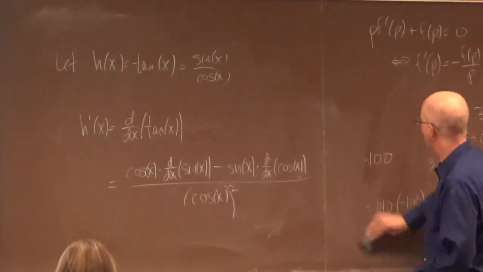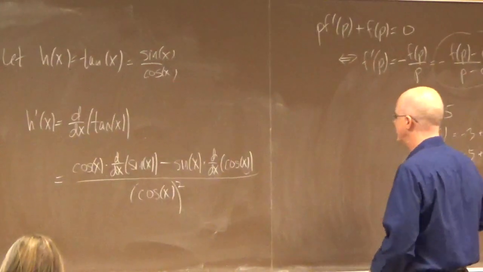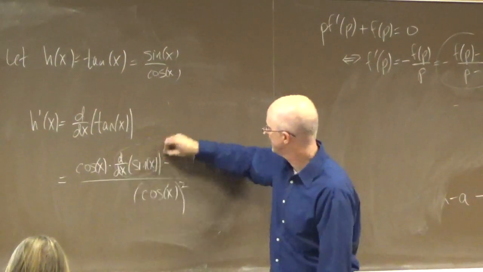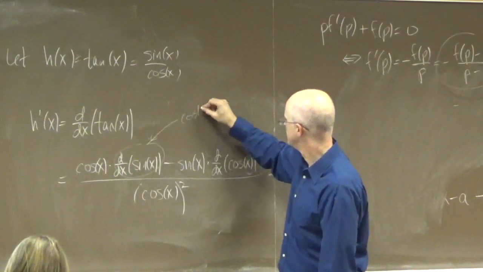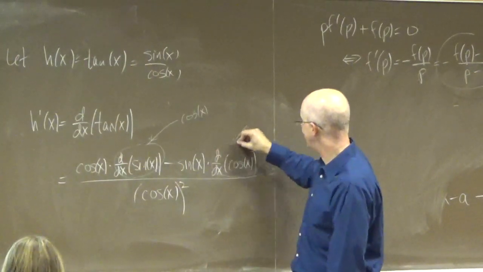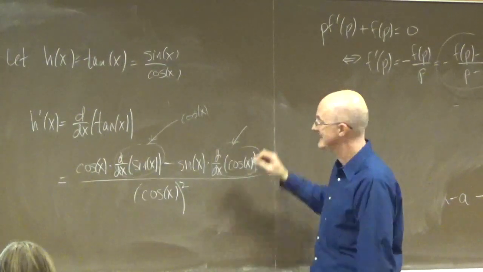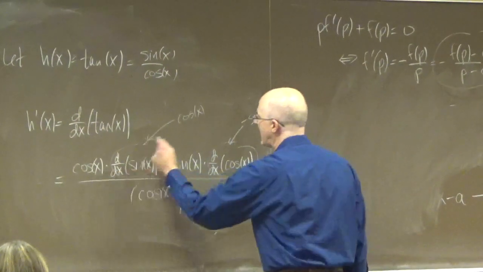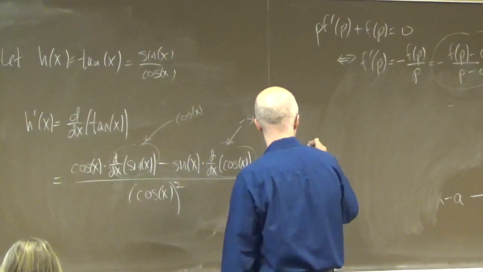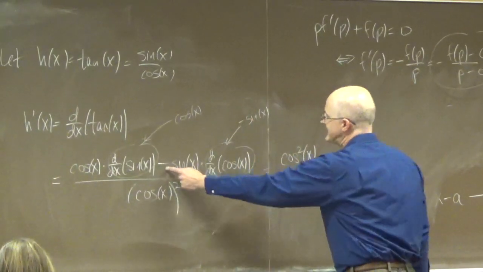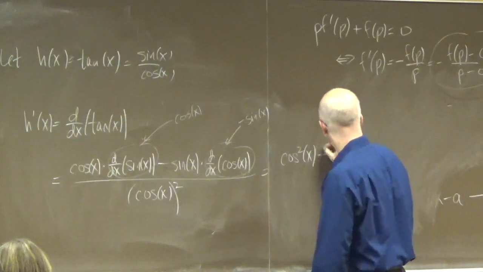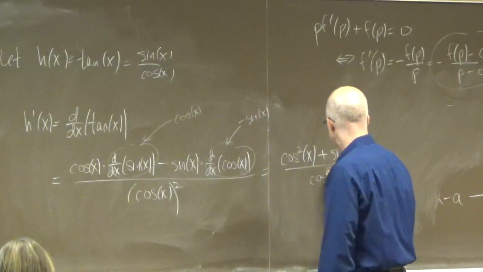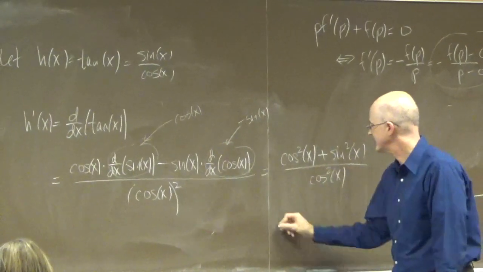That would not be good enough for the gateway. You do want to take the derivative of the sine and the cosine on the top. The derivative of sine is cosine. The derivative of cosine is what? Negative sine of x. Cos x times cos x is cos squared x. Minus sine times negative sine is plus sine squared x. This is the derivative. But this can be simplified.